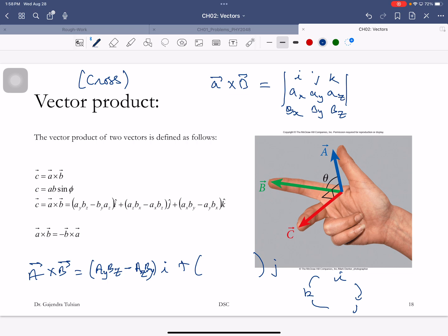So the y component of this vector. Again, what would be the rule? Now you're trying to figure out the y component. It would be AZ, BX, and then the negative of the flipped.